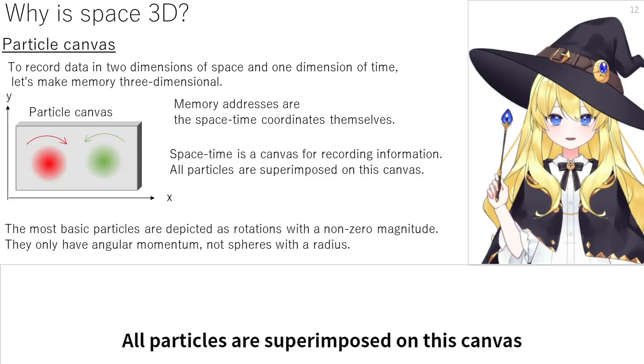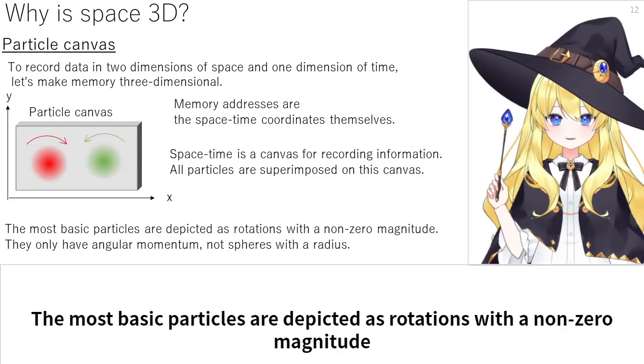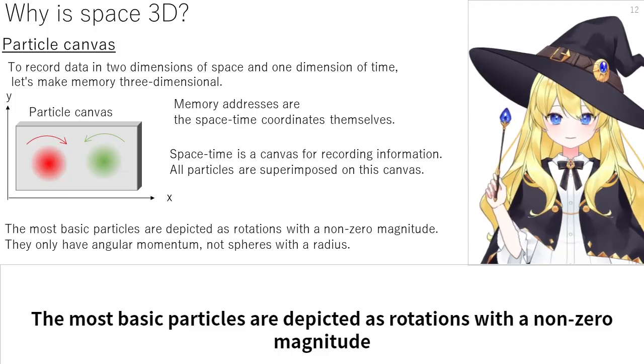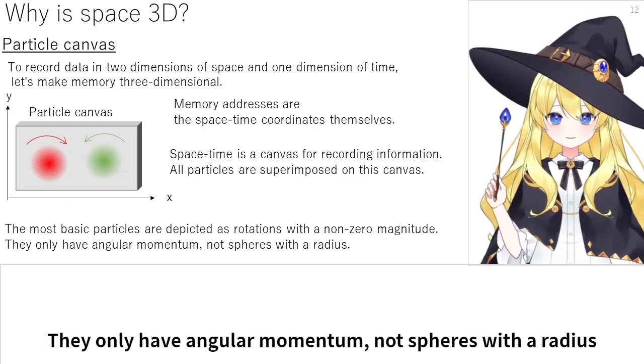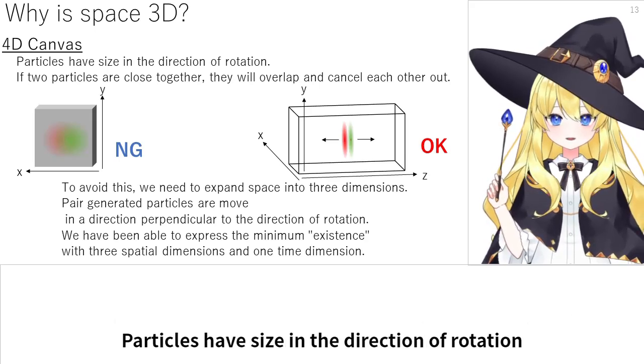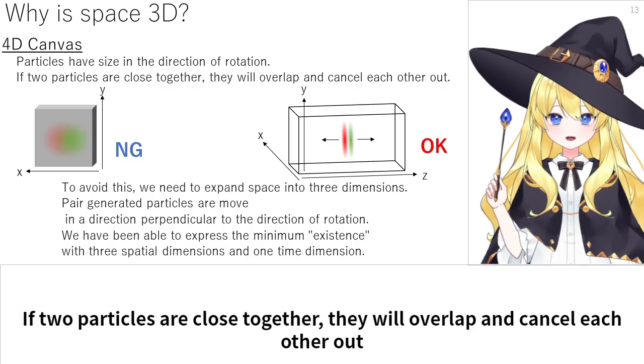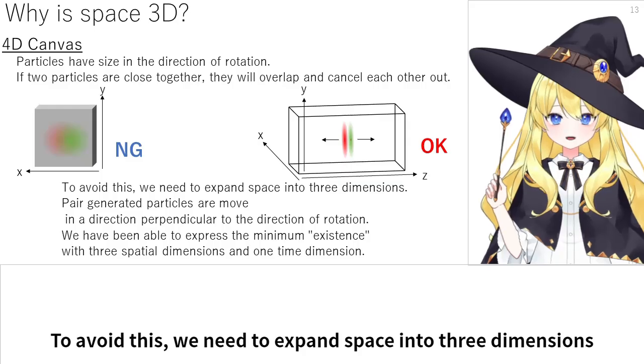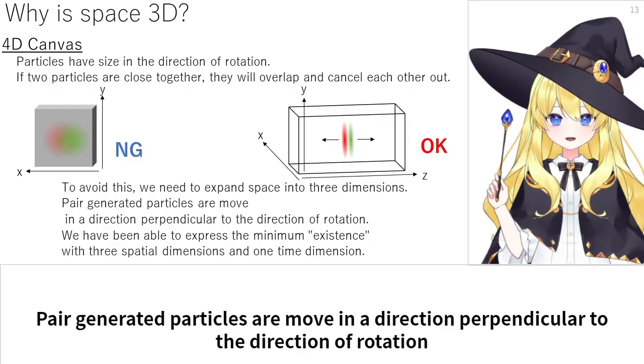All particles are superimposed on this canvas. The most basic particles are depicted as rotations with a non-zero magnitude. They only have angular momentum, not spheres with a radius. A problem arises when trying to paint multiple particles on a canvas. Particles have size in the direction of rotation. If 2 particles are close together, they will overlap and cancel each other out. To avoid this, we need to expand space into 3 dimensions. Pair-generated particles are moved in a direction perpendicular to the direction of rotation.